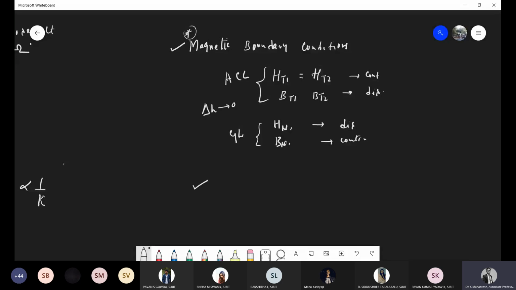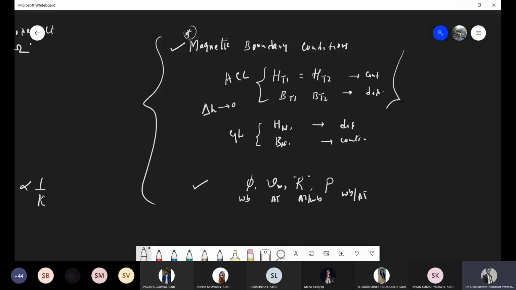And next, we have understood some keywords in magnetic circuits like flux, magnetomotive force, reluctance, and permeance along with their units. Okay, so this is all about today's class.